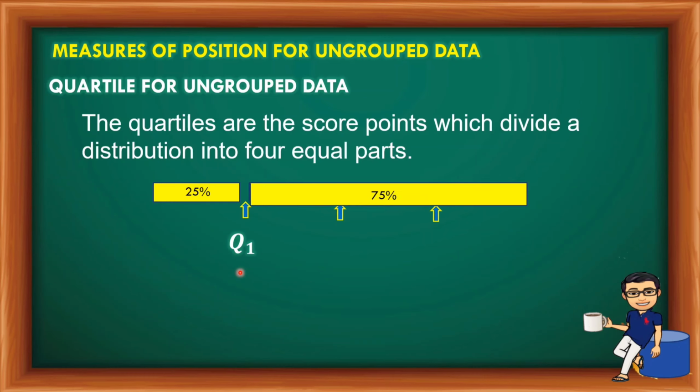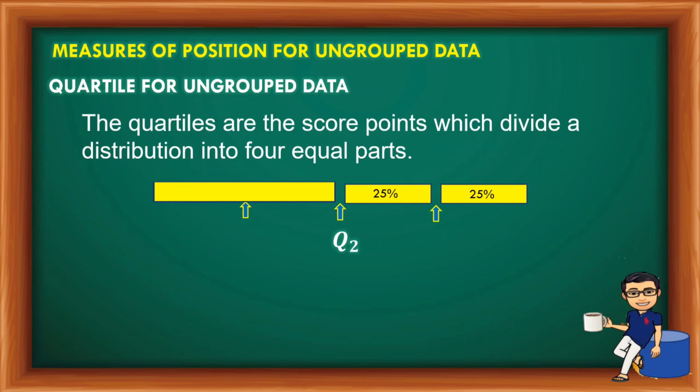Mapapansin natin na with this quartile 1, 25% of the distribution are below this. While on the other hand, when we talk of quartile 2, 50% of the distribution are below this quartile. So this part is the 50%. On the other hand, kapag pinag-uusapan naman natin ang quartile 3, 75% of the distribution are below this quartile.